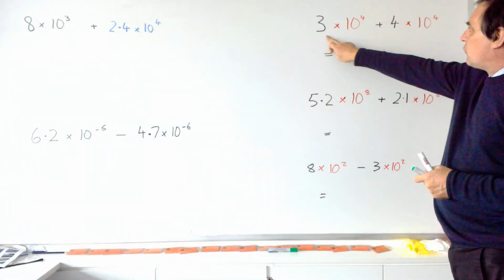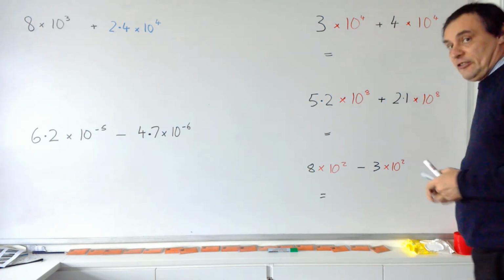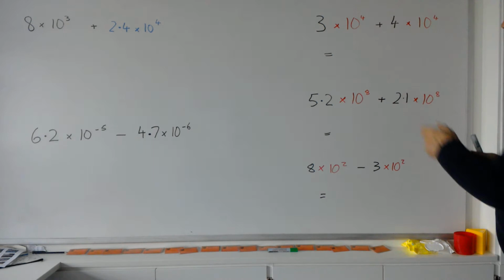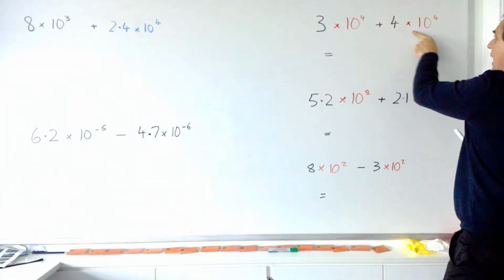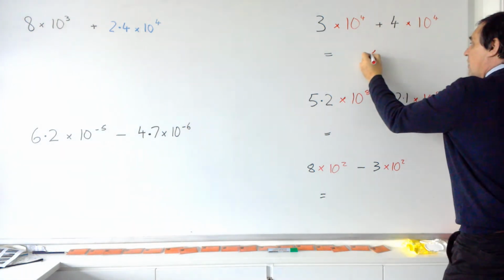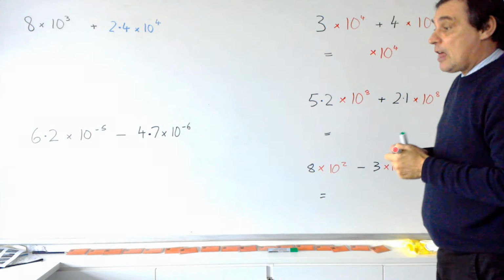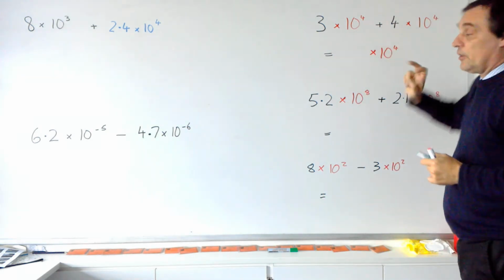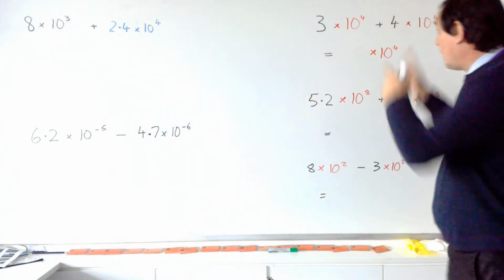You can see I've got 3 times 10 to the 4 here, and I'm adding 4 times 10 to the 4. That's a pretty easy one to do because if I've got the same power, the 10 to the 4, I can write it in my answer, providing that these two numbers add up to a number that's less than 10. So 3 plus 4 does equal 7.